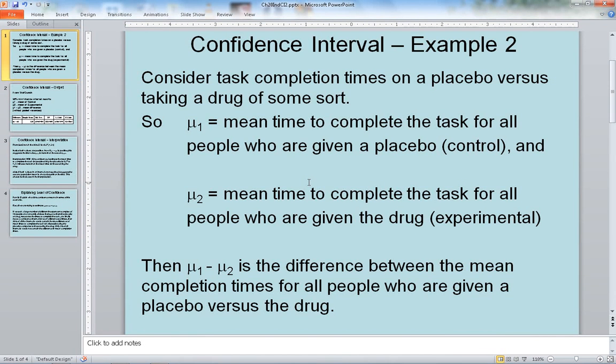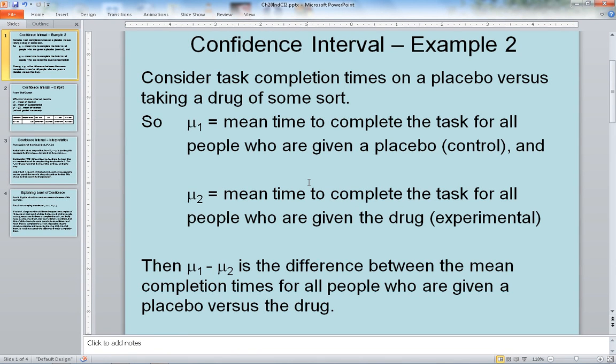So our parameters that we're going to have, we'll let mu sub 1 represent the mean time to complete the task for everybody who could have no drug, be given a placebo. So they're what's called a control group. And then mu sub 2 would be the mean time to complete the task among everybody if they did take the drug. And then what we want to do is estimate that difference, mu1 minus mu2, which is going to be the difference in the mean completion times for all people who were given a placebo versus the actual drug.